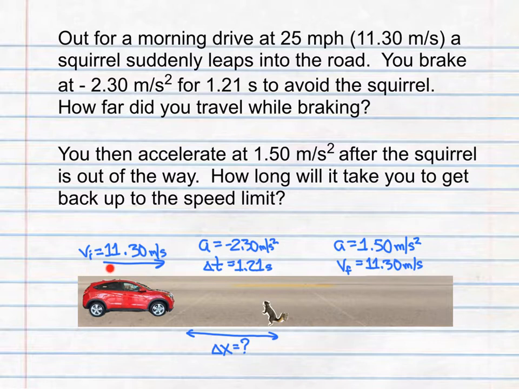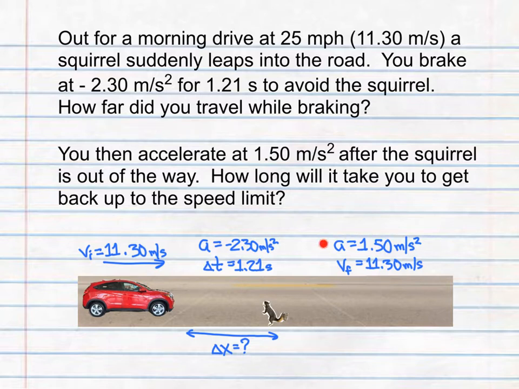First of all, you're going at a constant initial velocity of 11.3 meters per second. Once you see the squirrel, you brake and have a negative acceleration rate of 2.3 meters per second squared for 1.21 seconds. The question there is, how far does your car travel during that negative acceleration time?